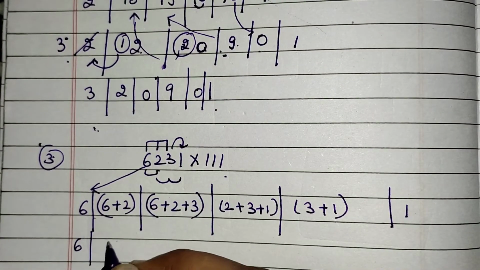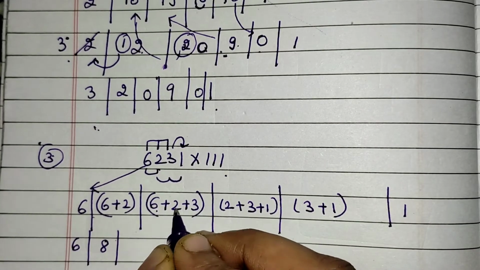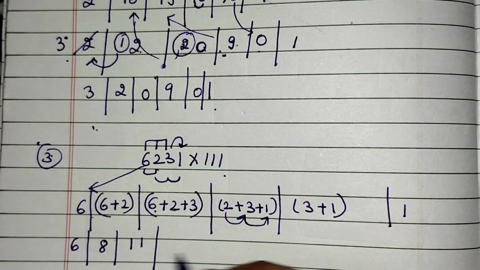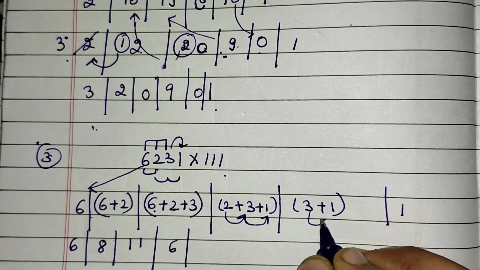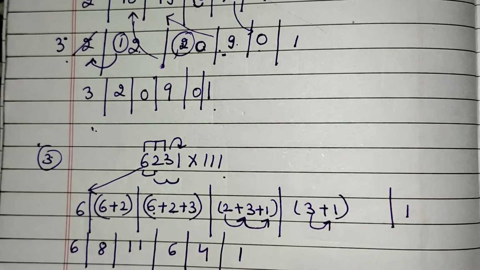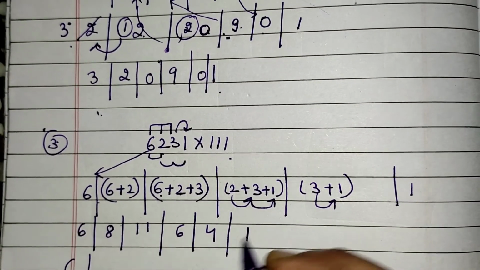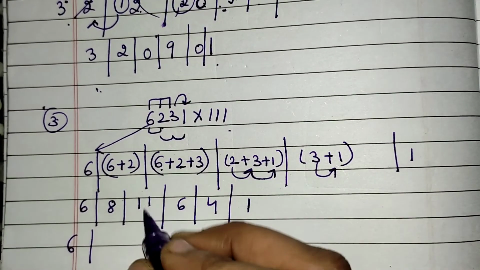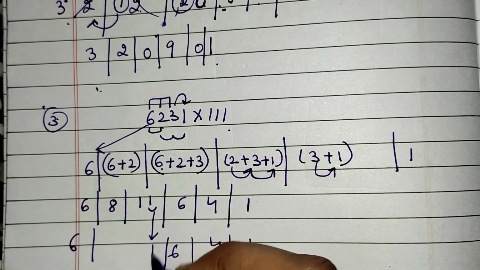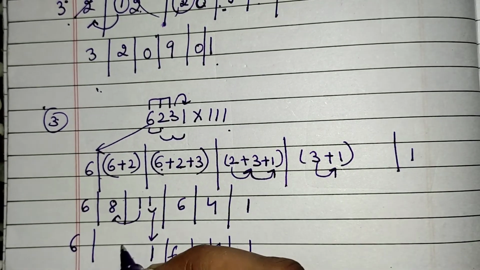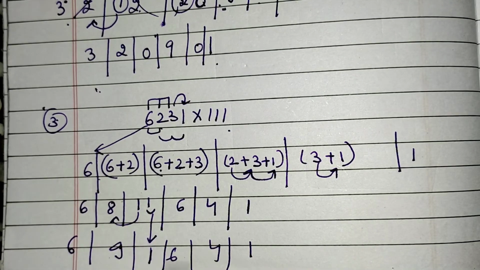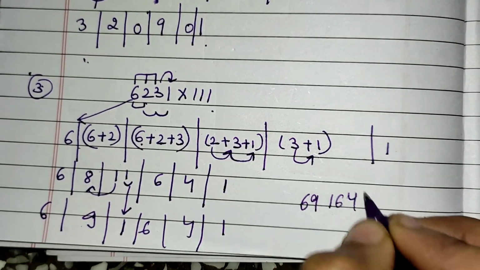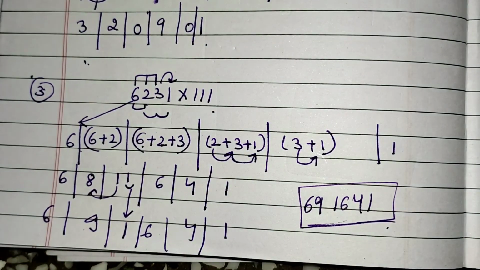Now you are left with only two digits, which are 3 plus 1, right? So write down your answers. 6 plus 2 is 8, 6 plus 2 plus 3 is 11, 2 plus 3 plus 1 is 6, and 3 plus 1 is 4, and it is 1. So write down your answer now. It will be 1, it will be 4, it will be 6, and from here what will we write? 1 will be the answer here, and 8 plus 1 will be 9. So our answer will be 691641.